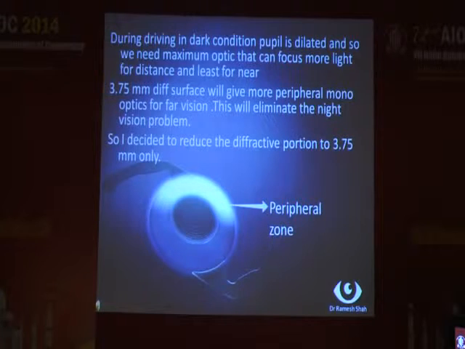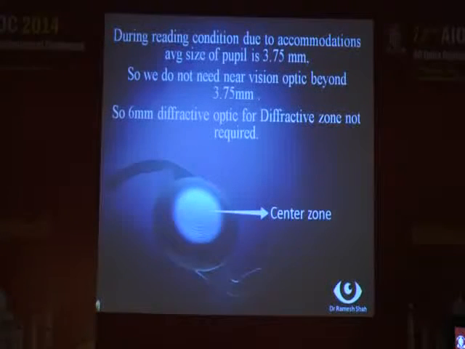So, I decided to reduce the diffractive portion to 3.75 mm only. During reading, we need only 3.75 mm optic. So, we do not need optic for near beyond 3.75 mm. Hence, a 6 mm full surface diffractive optic for near vision is not required.